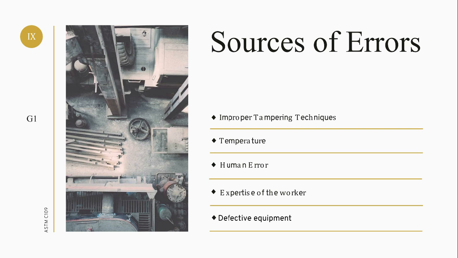Next is the expertise of the worker. It can be a possible source of error if the worker didn't master what he is doing. That also leads to endangerment or misuse of the materials. Lastly, defective equipment. It could also be a possible source of error if the equipment isn't working properly.